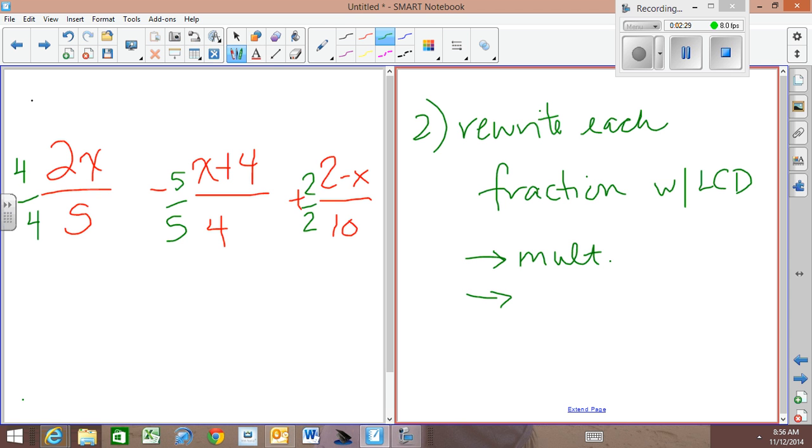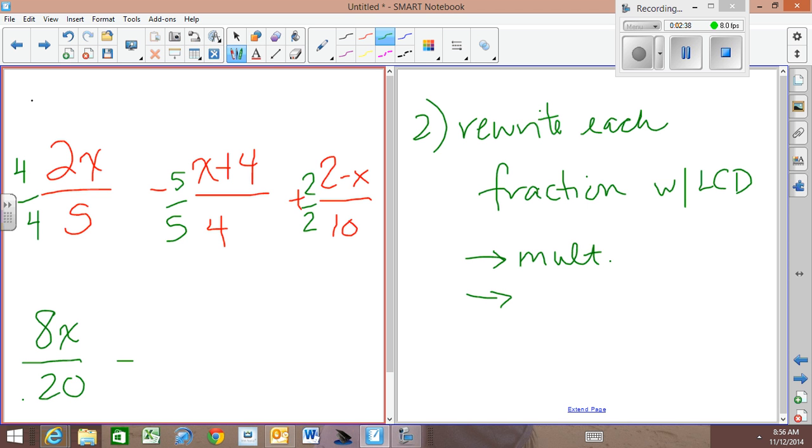And now we're going to actually do the multiplication. So 4 times 2x is 8x. I'm not going to worry about the minus sign. For now, I'm just going to worry about distributing the 5. So 5x plus 20 over 20, and 2 times the quantity 2 minus x is 4 minus 2x.